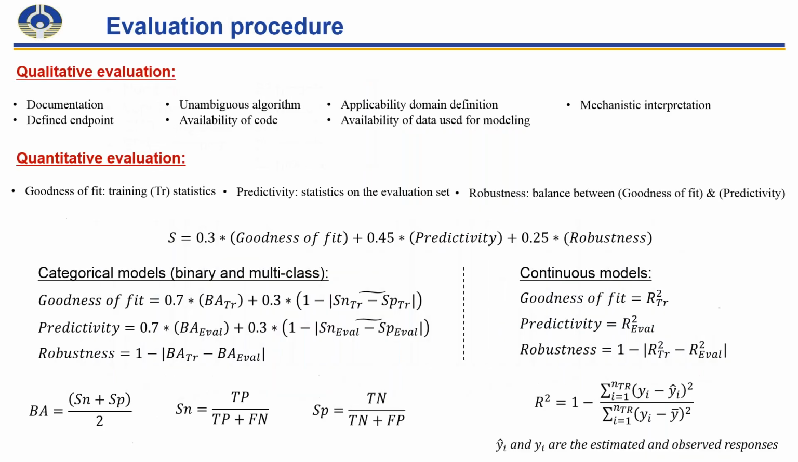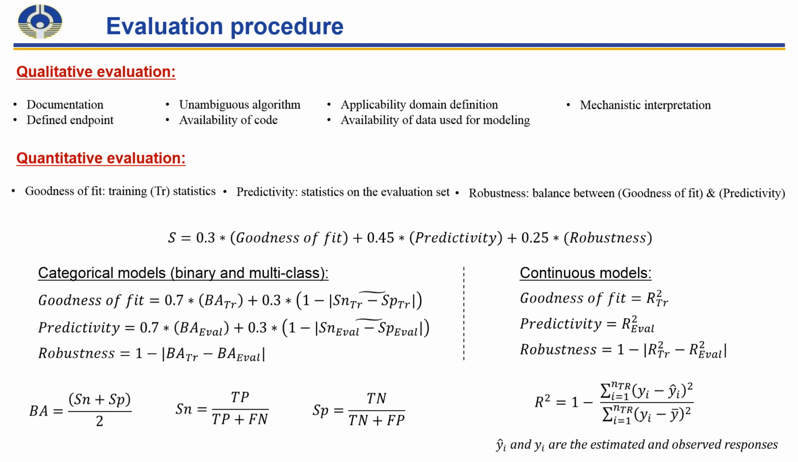Then we went through both a qualitative and a quantitative evaluation procedure. So, in order to be consistent with the OECD, the Organization for Economic Cooperation and Development, principles on validation of QSAR models, we looked for these various qualitative factors around documentation and availability of the code and the unambiguous algorithm, etc.